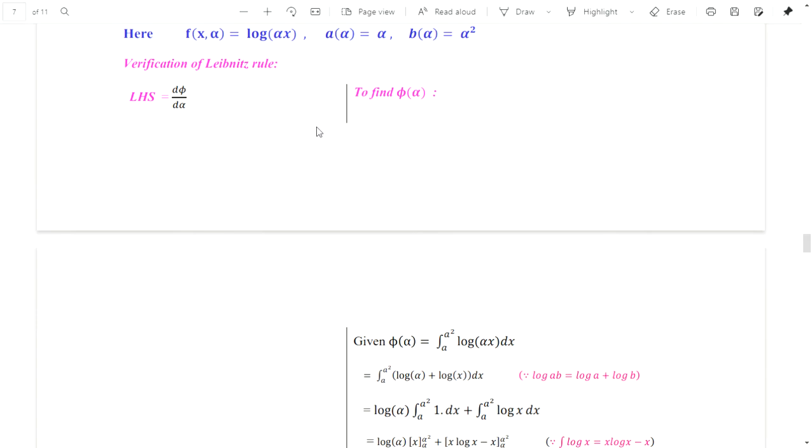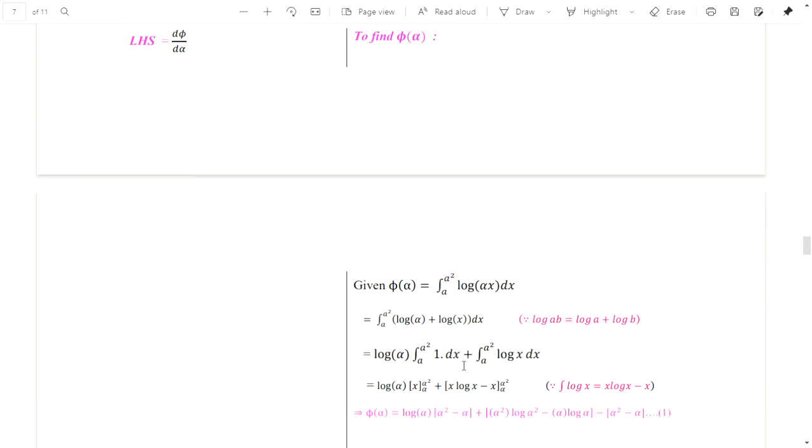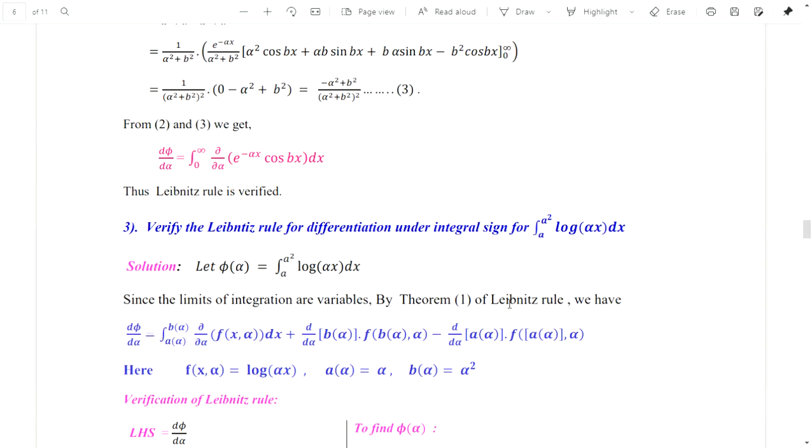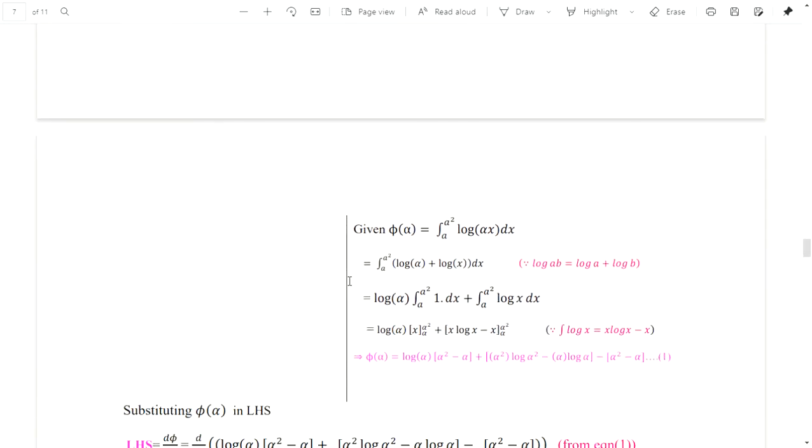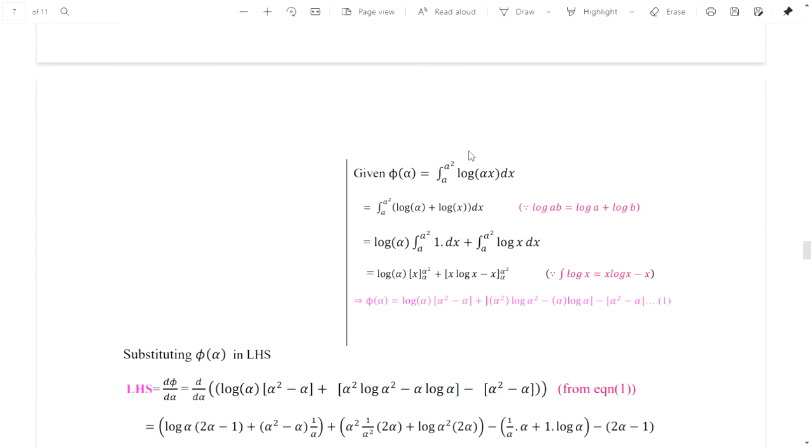But what is our phi? Our phi is nothing but integral of alpha to alpha squared log of alpha x. This is what the given problem is. Evaluate alpha to alpha square log of alpha x. So our phi of alpha is equal to integral of alpha to alpha square log of alpha x. Now let us see how to evaluate this integral. This phi of alpha can be written as alpha to alpha square log of alpha x into dx.